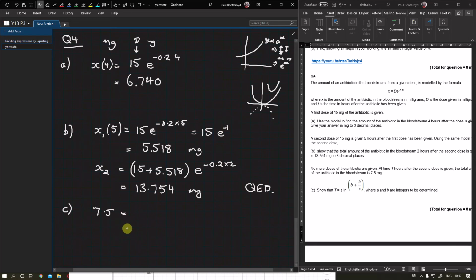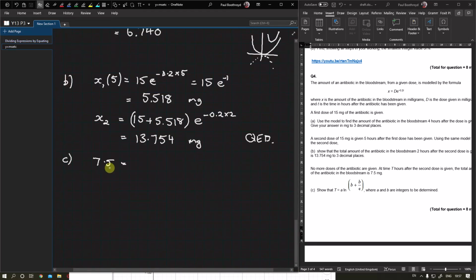is equal to, now the temptation is to say 15. That's what they're banking on, is you put in just 15 in there, but let's put in the full version for xt, which is 15 plus 5, 0.518 e to the minus 0.2 times the time t needed.